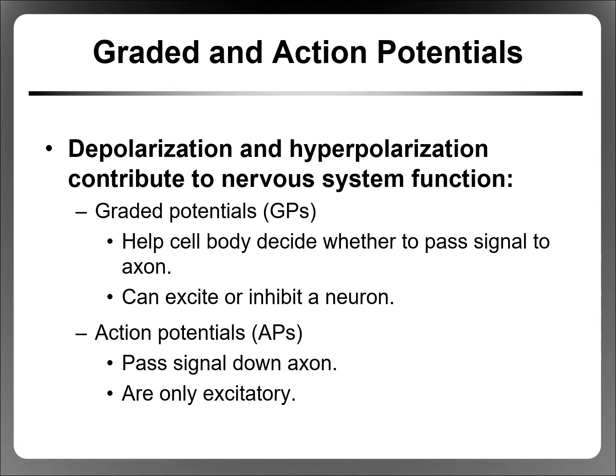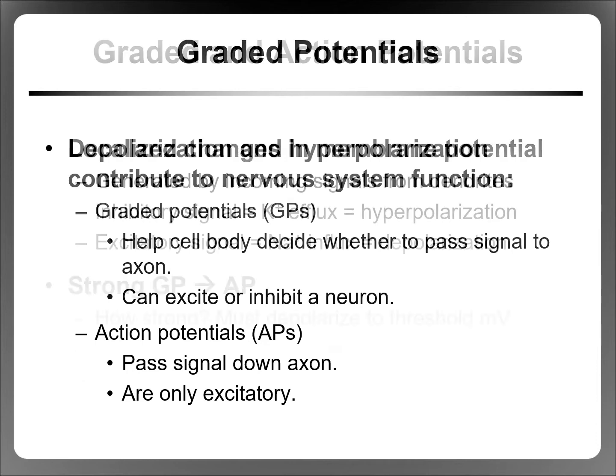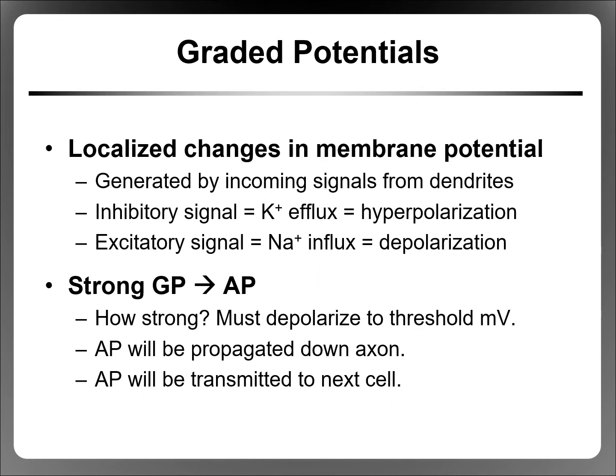The depolarization and the hyperpolarization within our nerve cells are going to create graded or action potentials. Graded potentials are going to help the body decide whether to pass a signal down the axon or not. This means that it can excite or inhibit a neuron. Action potentials, on the other hand, can only pass the signal down the axon and are only excitatory. Graded potentials only create localized changes in the membrane potential. This is going to be generated by the incoming signals from the dendrites. If it receives an inhibitory signal, there will be an efflux of potassium ions, which creates a hyperpolarization. If the signal is excitatory, there will be a sodium influx, which causes depolarization.